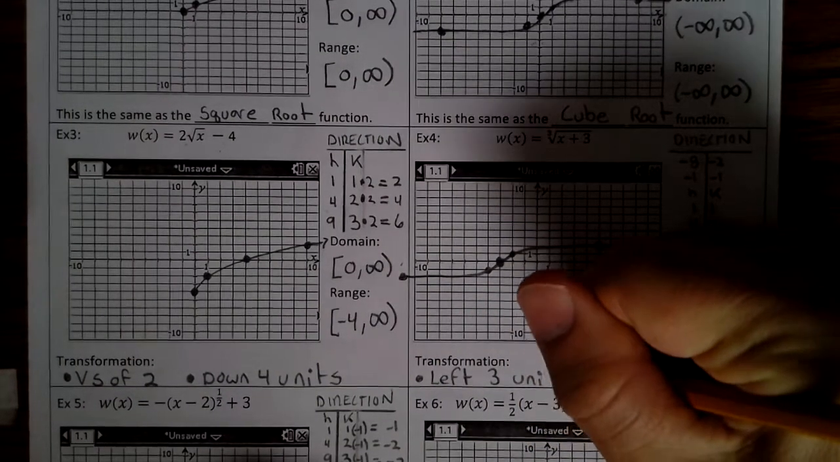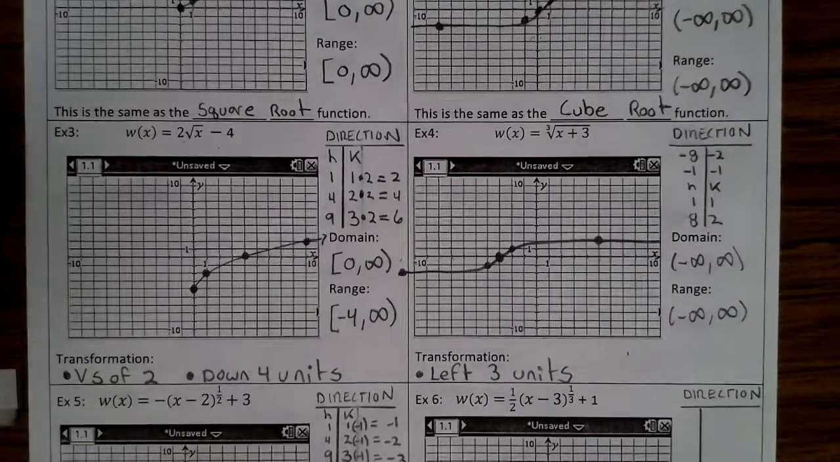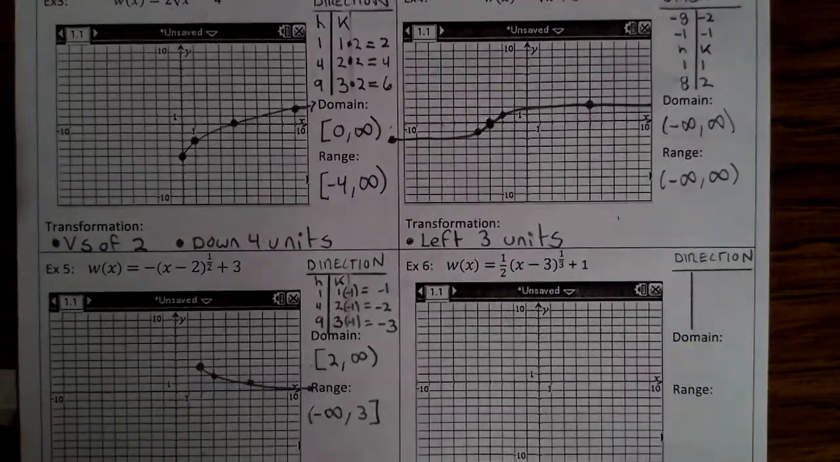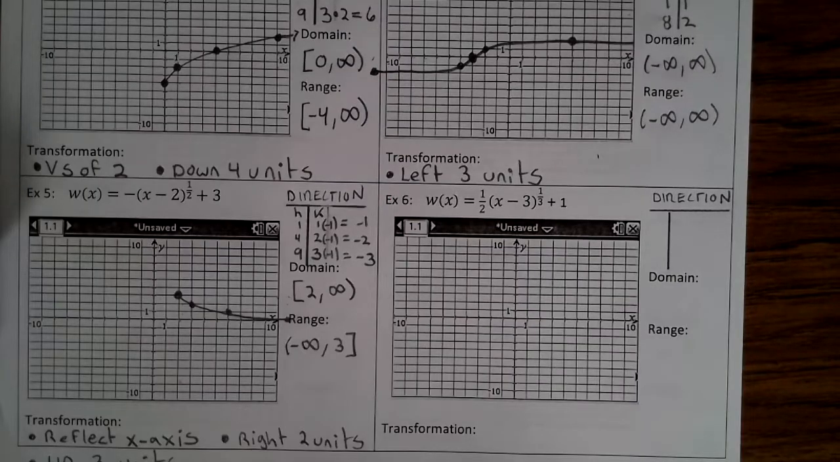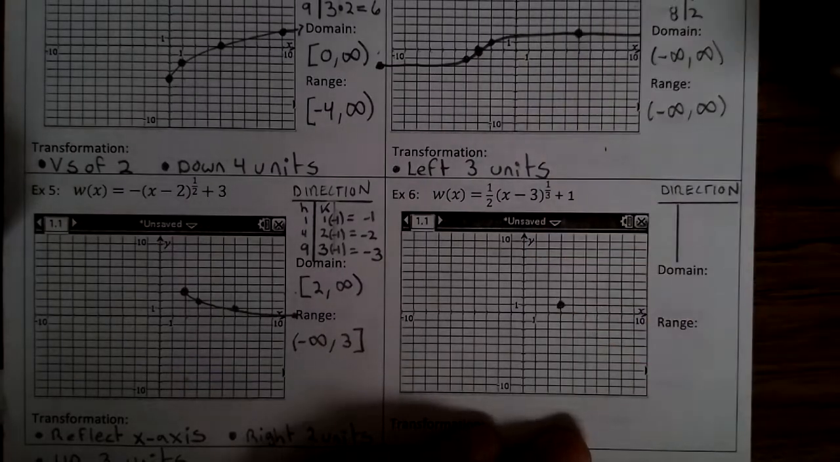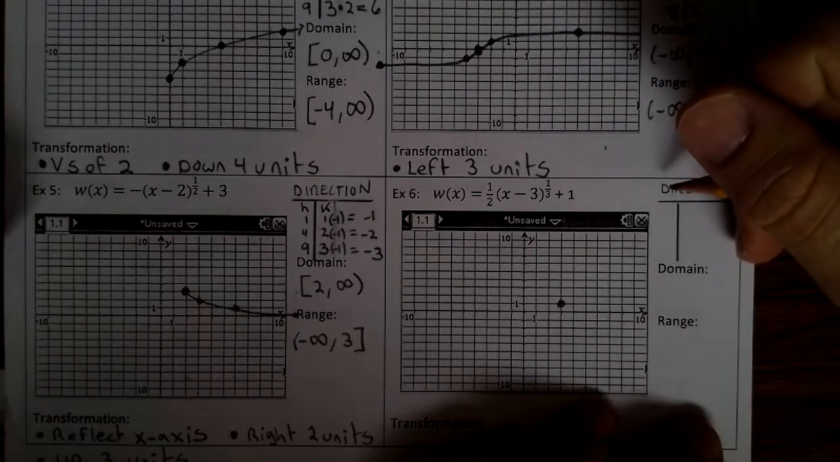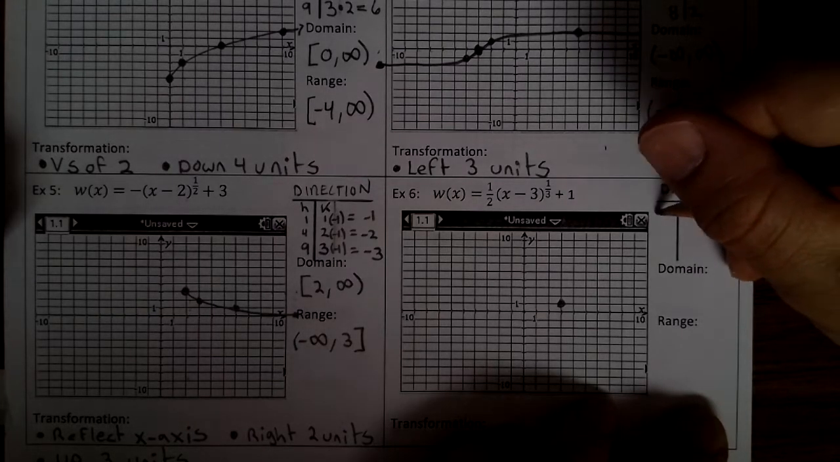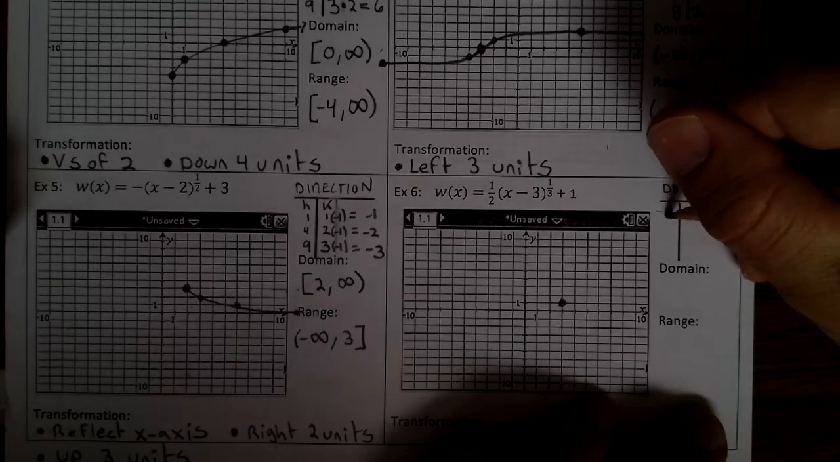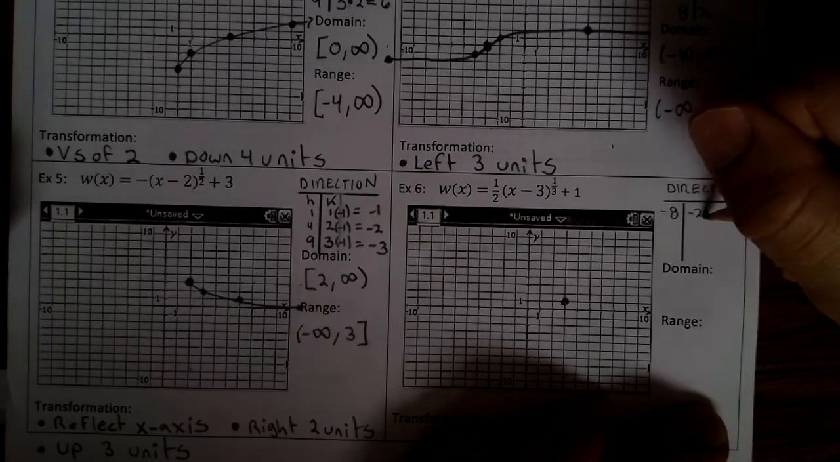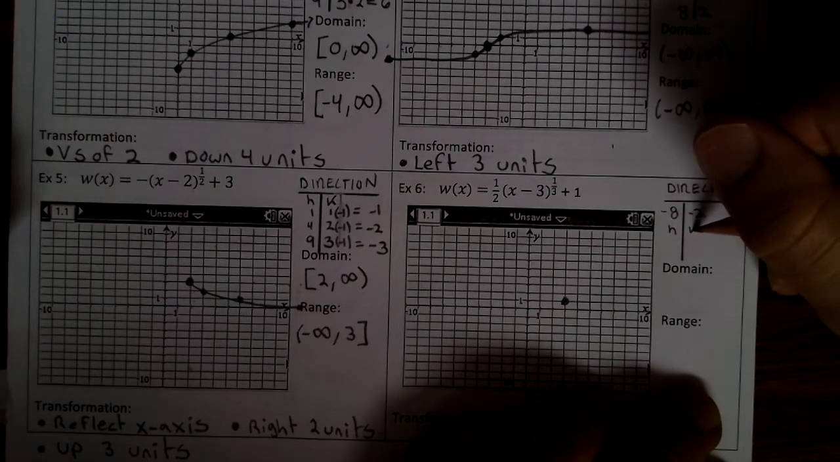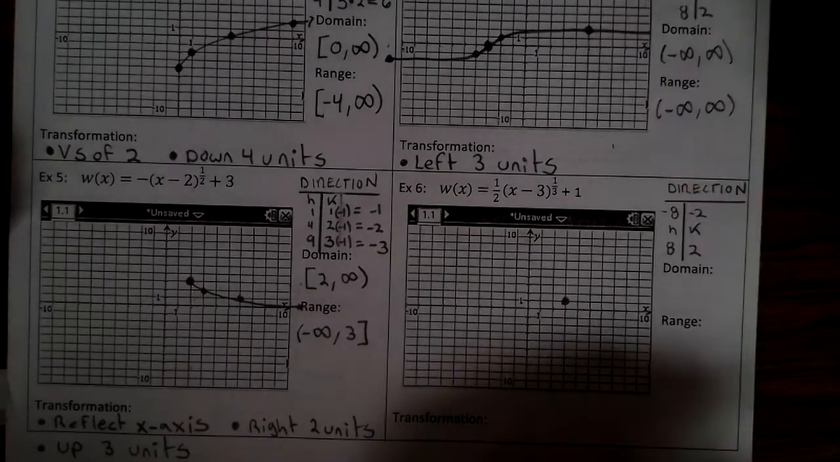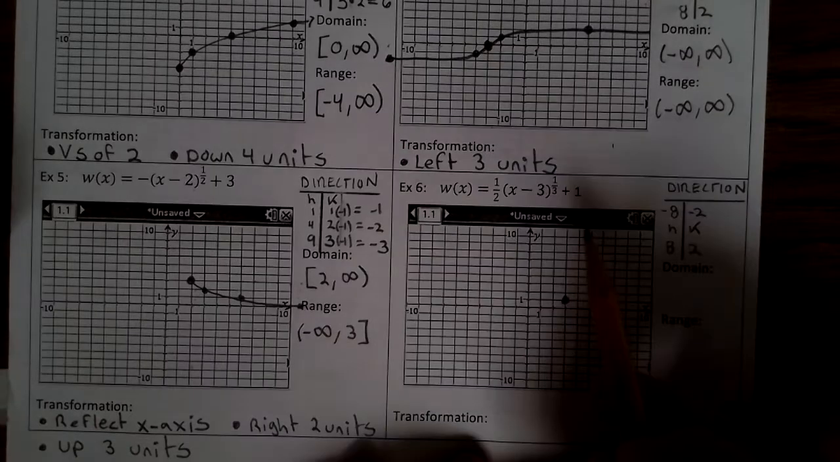All right, let's take a look at example 6. First things first, we need to move the vertex. So we go right 3, up 1. And we graph by direction. I'm just going to use -8, -2, H, K, and 8, 2. The reason why I'm only using those numbers is because I have to divide them by 2. So that's -1 and +1.